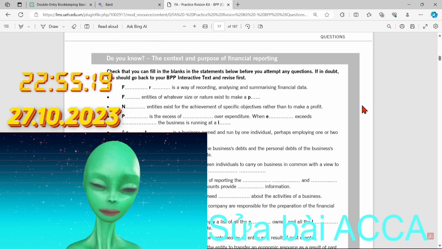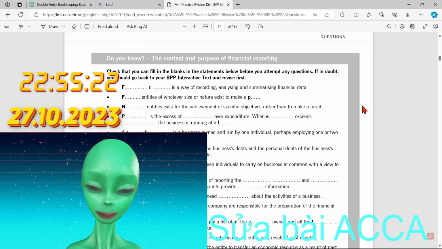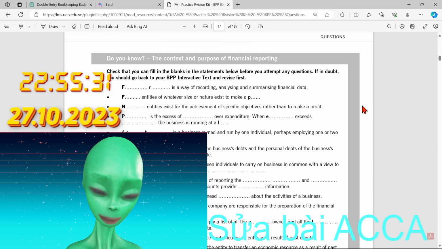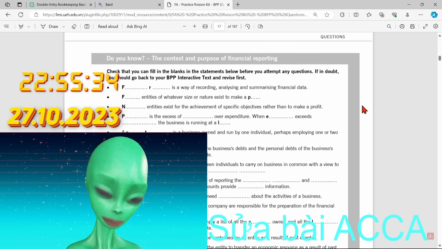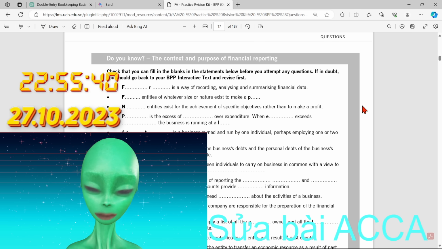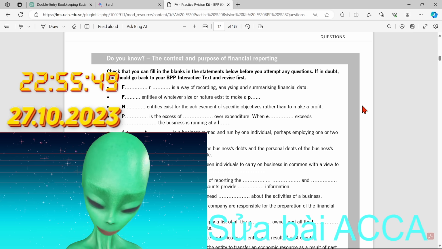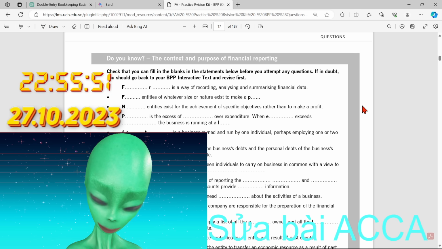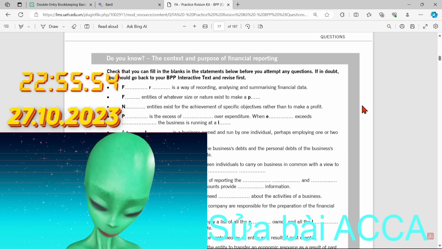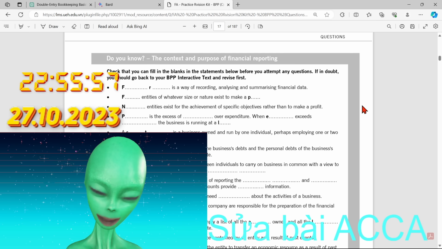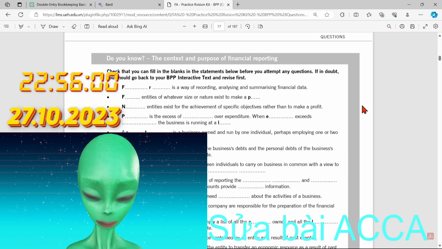Profit is the excess of income over expenditure. When the business is running at a profit, income exceeds expenditure. When expenditure exceeds income, the business is running at a loss.